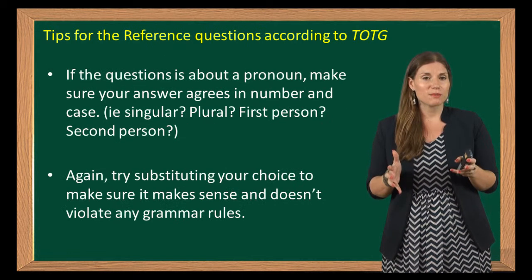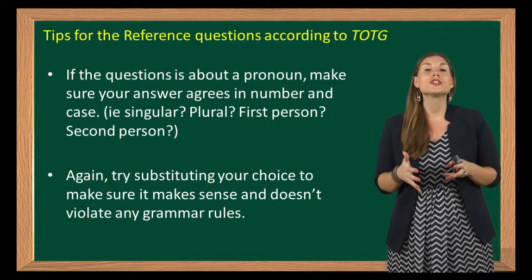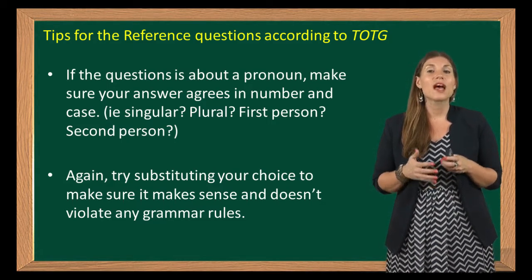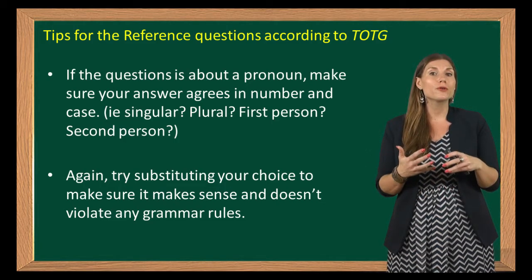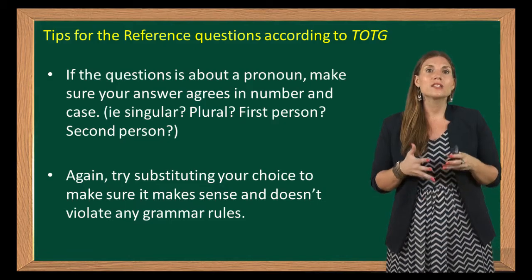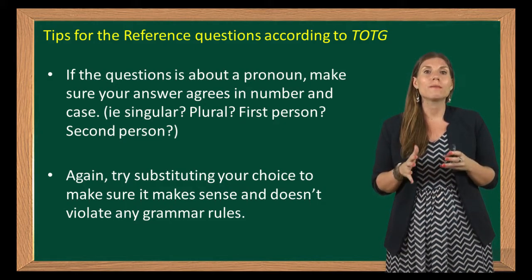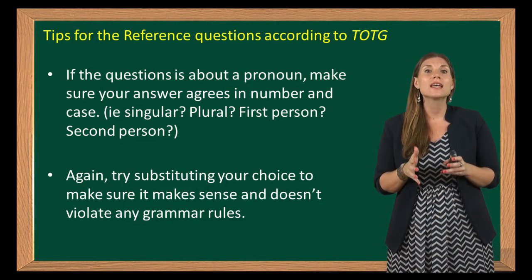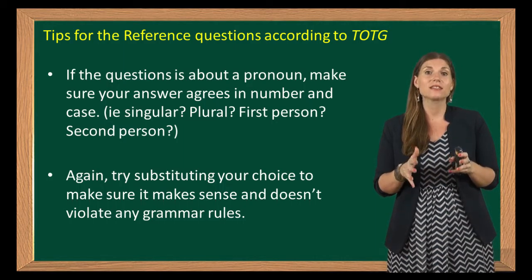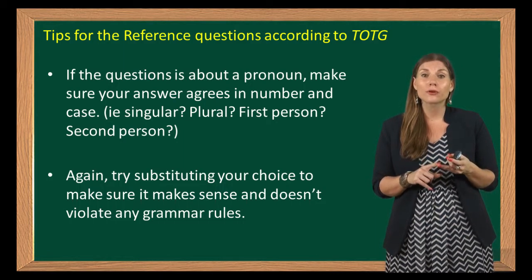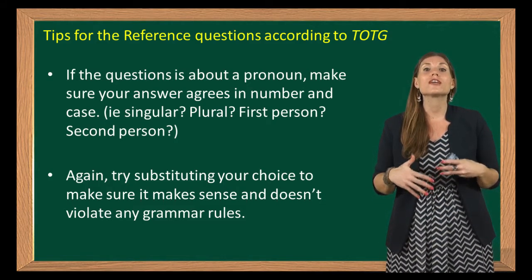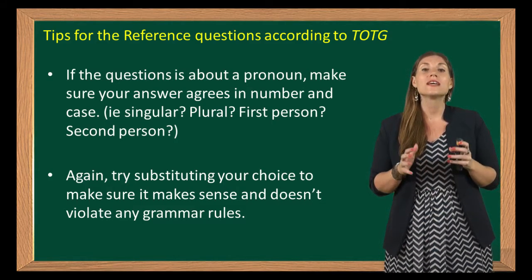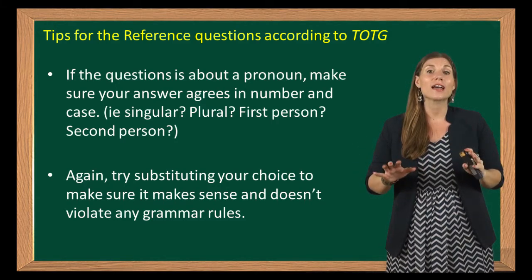So tips for these types of questions. First, you need to know what an antecedent is. An antecedent is a word or a phrase or a clause that a pronoun can replace. So if the question is about a pronoun, make sure that your answer agrees in number and in case. So check for singular, plural, first person, and second person. And always make sure that you resubstitute your choice to see if it makes sense and is not violating any grammatical rules.